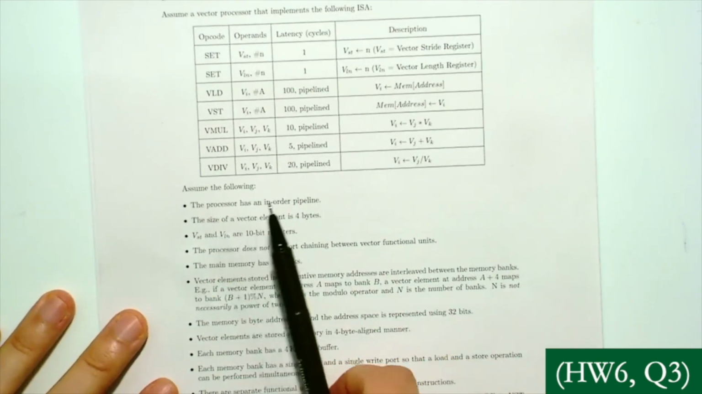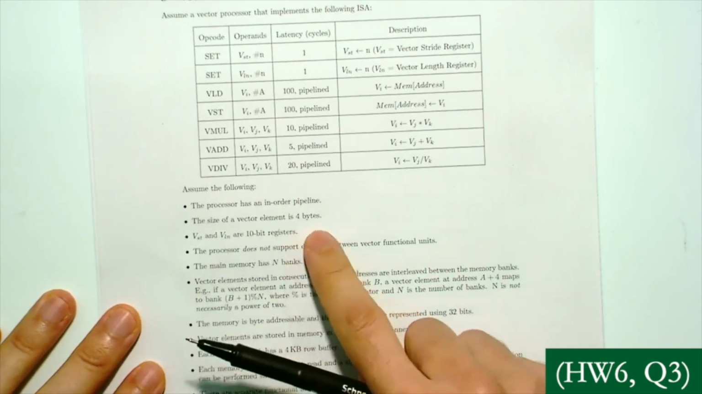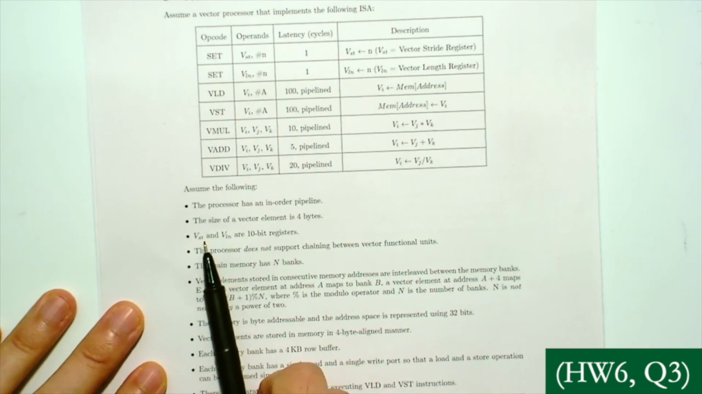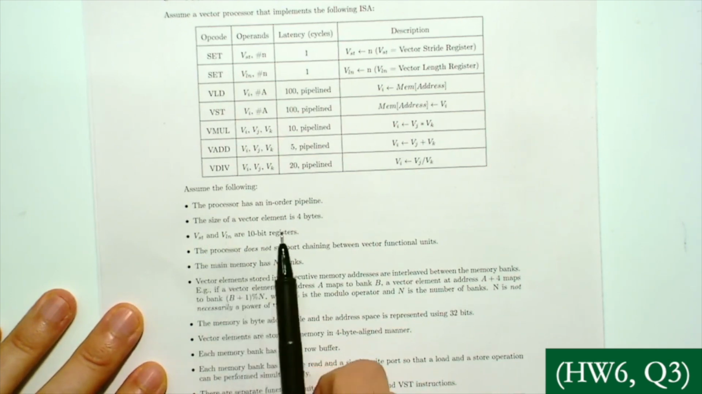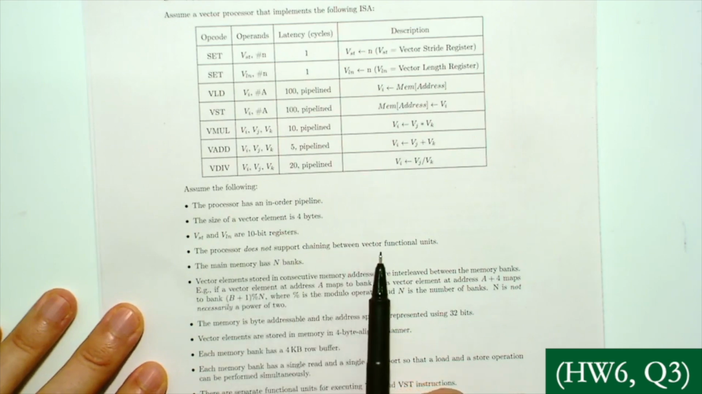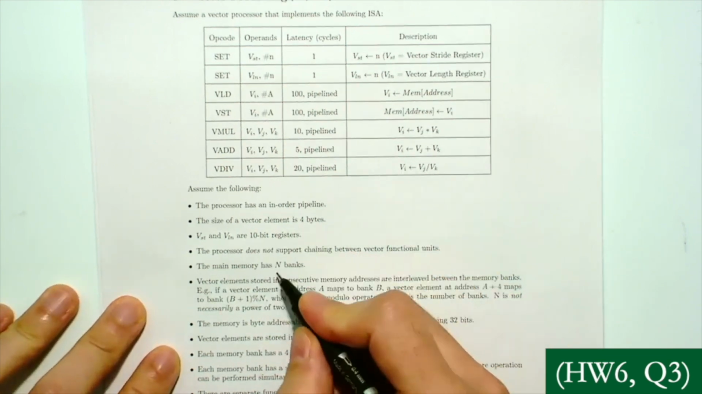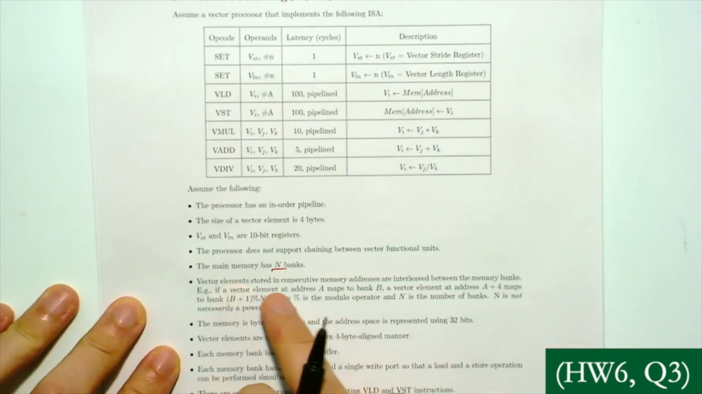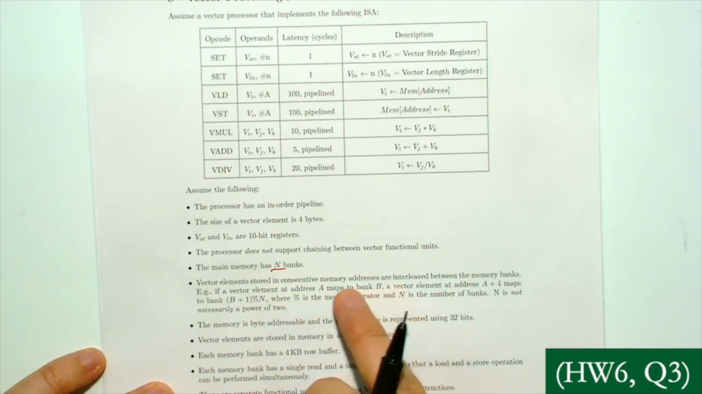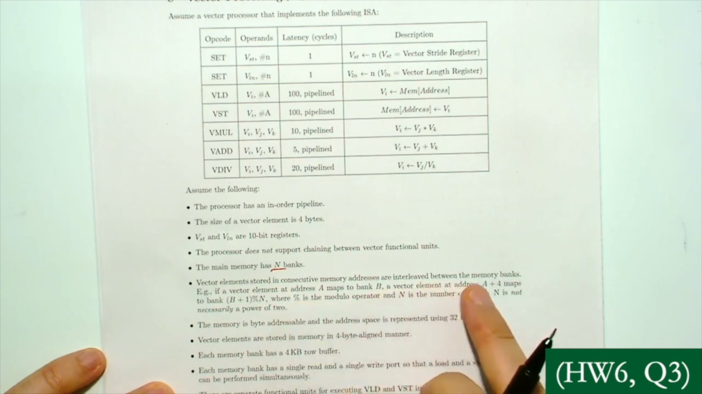We assume the following: the processor has an in-order pipeline. The size of a vector element is 4 bytes. The size of the vector stride register and vector length register is 10 bits. The processor does not support chaining between vector functional units. The main memory has n banks. And vector elements are stored in consecutive memory addresses. Vector elements stored in consecutive memory addresses are interleaved between the memory banks.